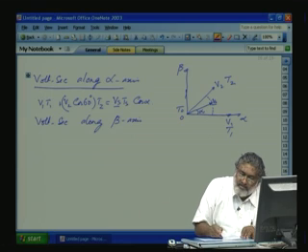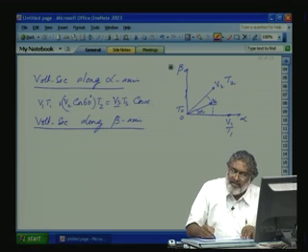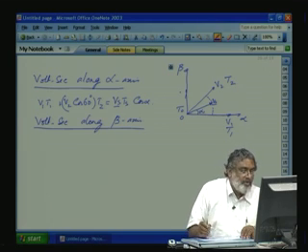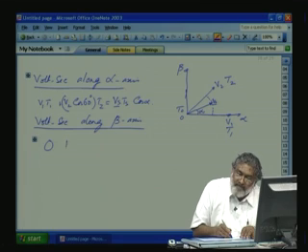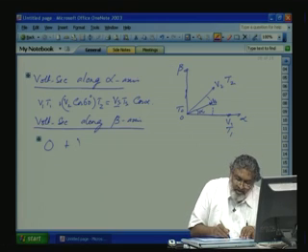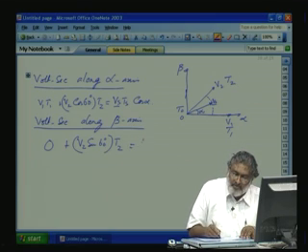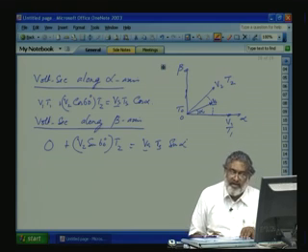Volt second along the beta axis. Alpha and beta are 90 degrees apart, so when V1 is switched, it will not contribute anything along the beta axis. That will be 0. But V2 will contribute with sin 60, that is the component of V2 along beta. So V2 sin 60 into T2 is equal to Vs Ts into sin alpha, that is the component of Vs along the beta axis.